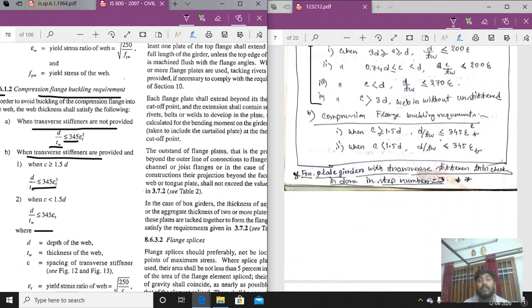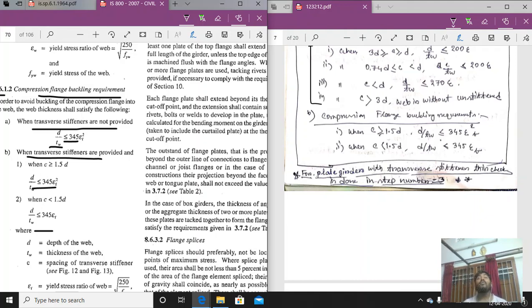So depending on the value of C, when transverse stiffeners are being used, the criteria basically depends on the ratio of d by tw, the value of C. So you have to determine the spacing here also. You will see how to determine the spacing in the next step, so we will need that. Now, compression flange requirement is only for transverse stiffeners.